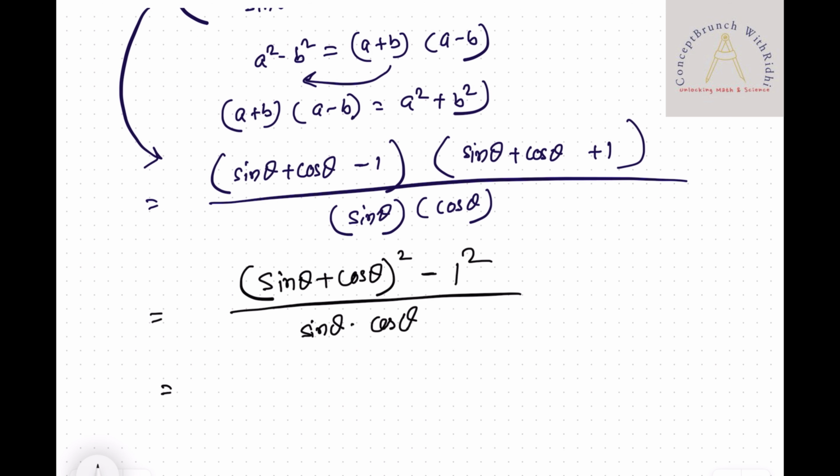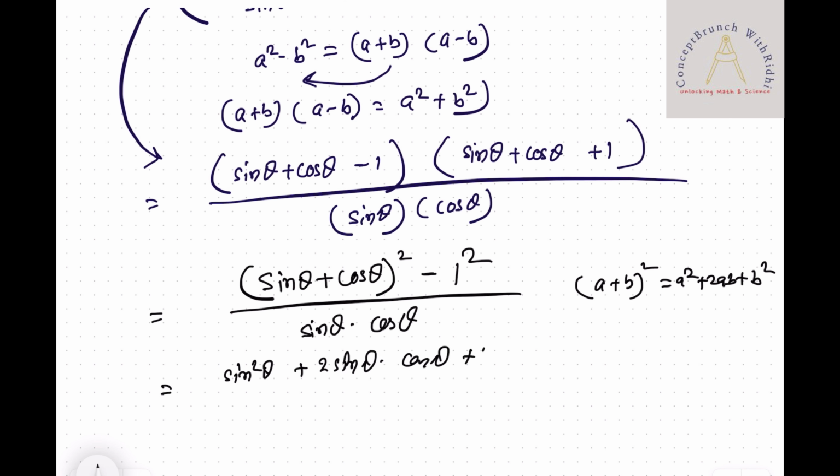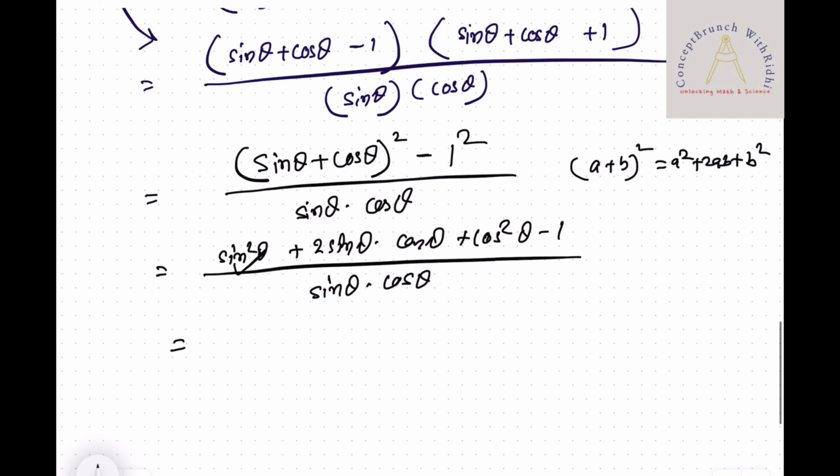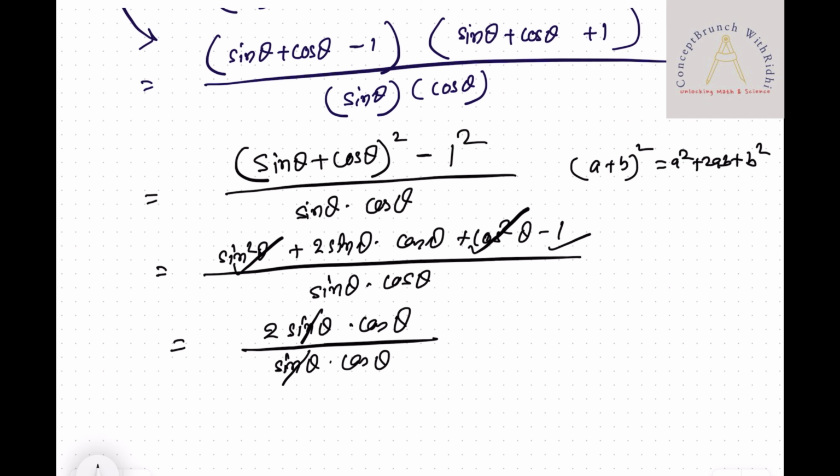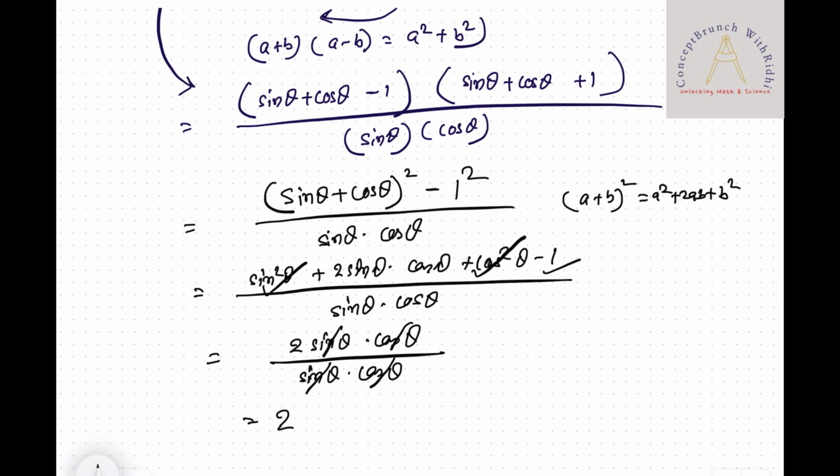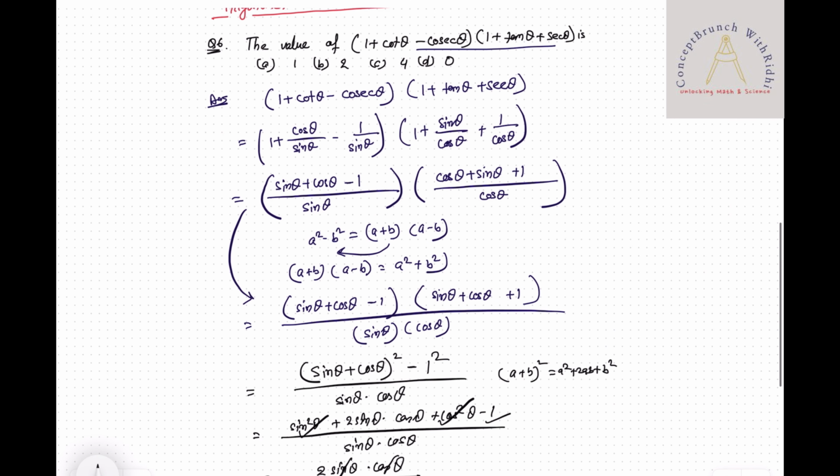Next, okay, let's open the bracket now. What can we use? A plus b whole square we can use here. So a square plus 2ab plus b square. So it is going to be sin square theta plus 2 sin theta times cos theta plus cos square theta minus 1 divided by sin theta times cos theta, right? So sin square theta plus cos square theta is 1 and minus 1 will cancel out each other. What is the remaining part? 2 sin theta times cos theta divided by sin theta times cos theta. Sin theta, cos theta cancel, answer is 2. So if you see the MCQ here, the answer is 2.